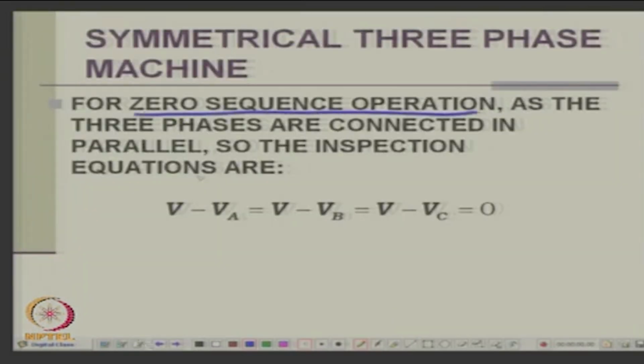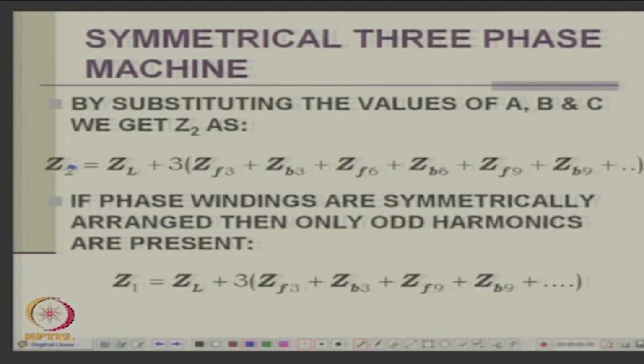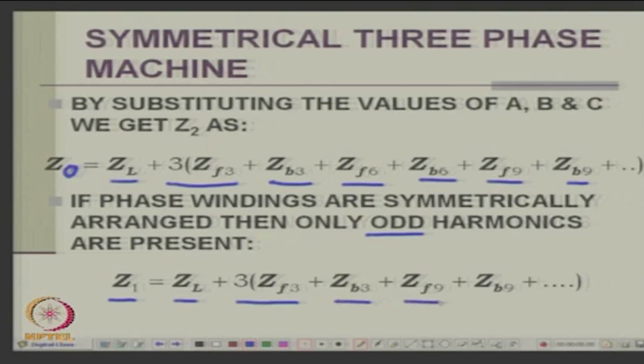Okay, and to continue, we said that zero sequence operation means all of them will have the same voltage, VA equal to VB equal to VC equal to V, isn't it? There is zero sequence operation. All of them you apply the same voltage as if you either connect them in parallel or series or whatever it is. Then we got Z0 will be ZL plus 3 times ZF3, ZB3, ZF6, ZB6, ZF9, ZB9, and if you only have the odd harmonics, it will have ZL plus 3 times ZF3 plus ZB3, ZF9, ZB9 etc. This is what you have. Sorry, this is Z naught. Now, what does it mean? This only has the effect of triplen harmonics.